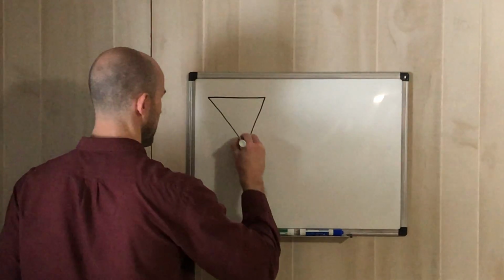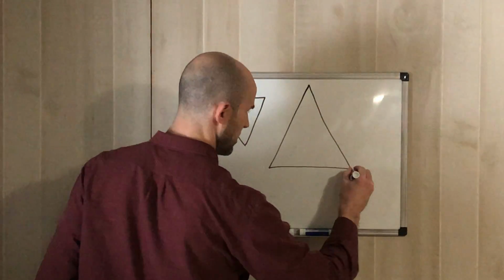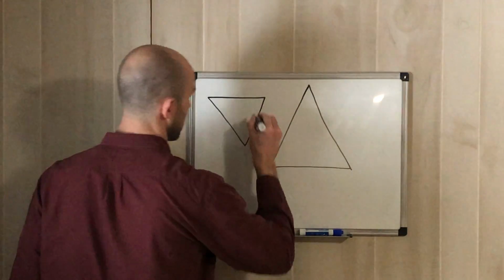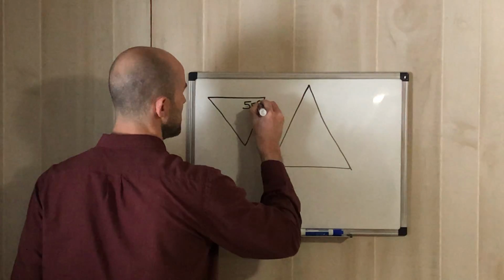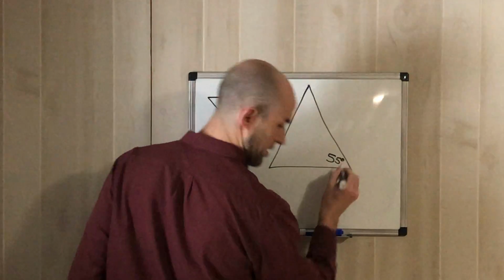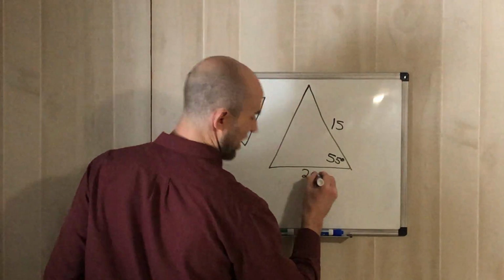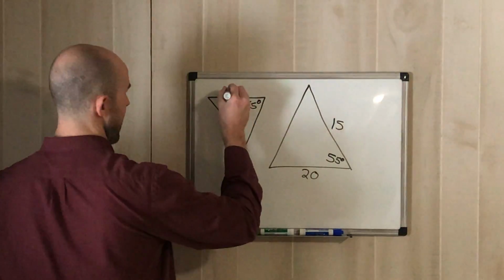We have that right there. We have this one right there, right? So I'm going to tell you that this one here is 55 degrees, and this one here is 55 degrees. This is going to be 15 and 20, and then the other 2 sides are going to be 8 and 6.